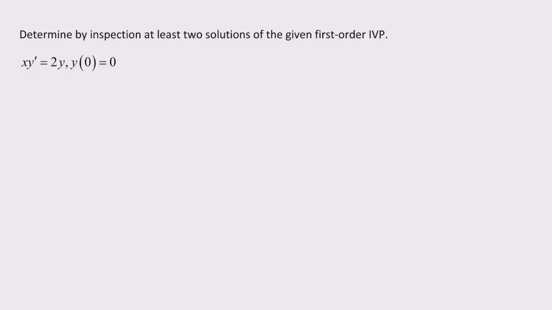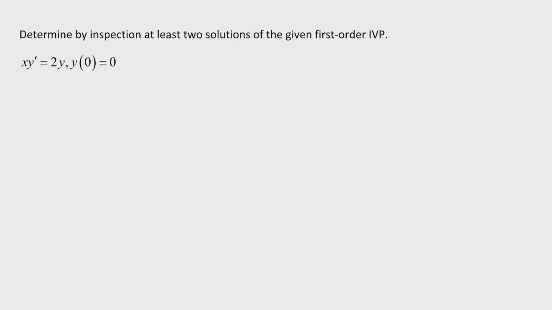All right, determine by inspection at least two solutions of the given first order initial value problem. So determine by inspection is a fancy way of saying just guess some stuff and see what could work. You just guess and check and come up with something. So we don't have you do a lot of something like this.